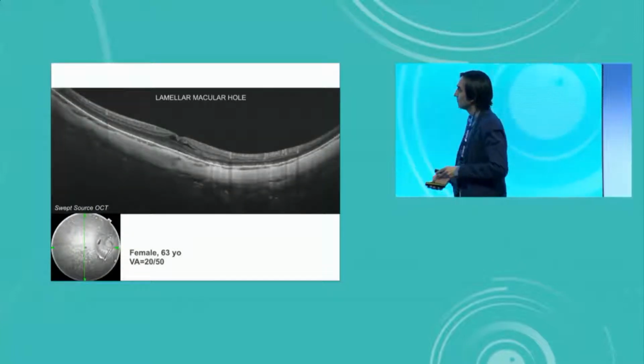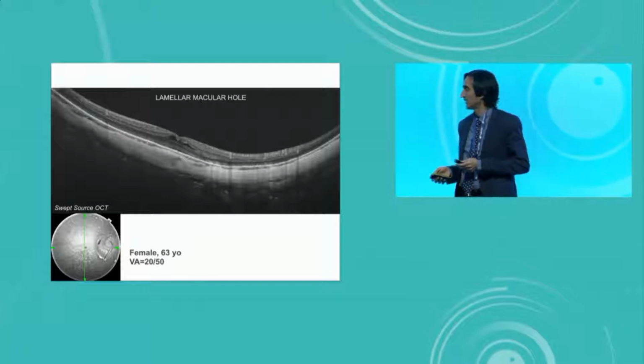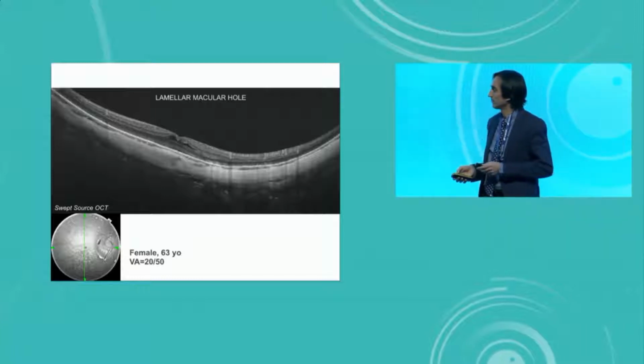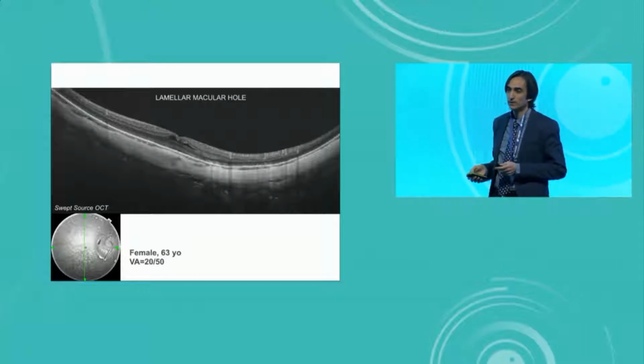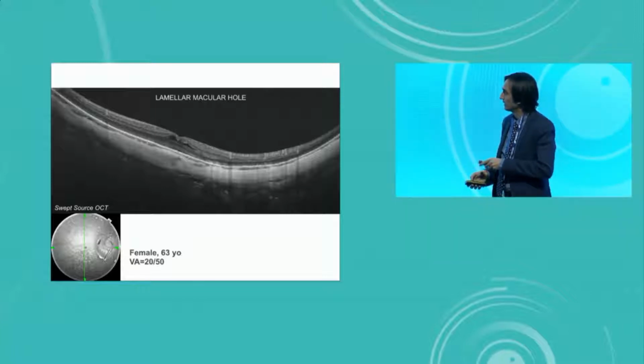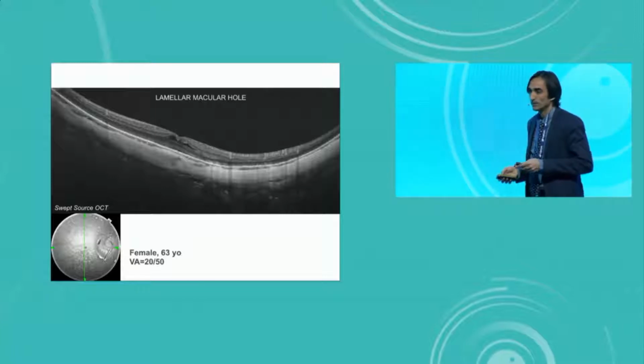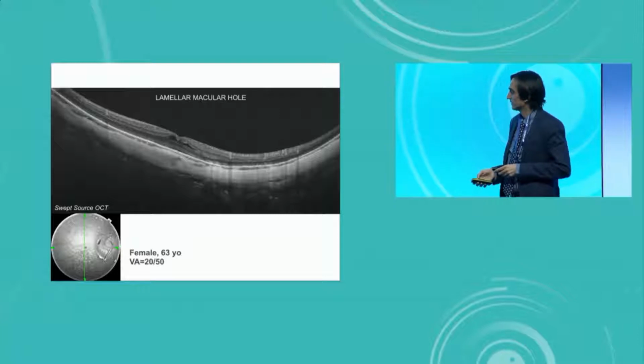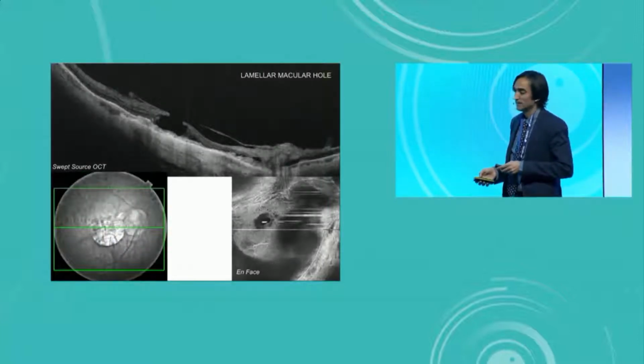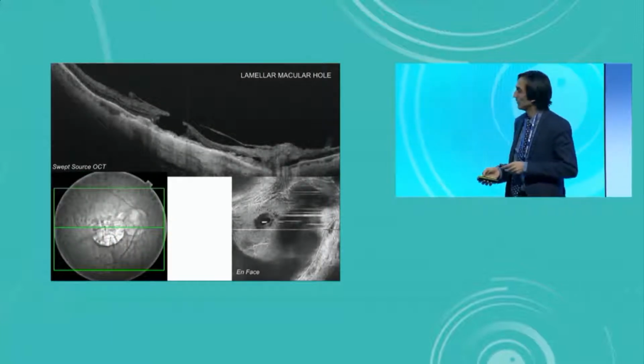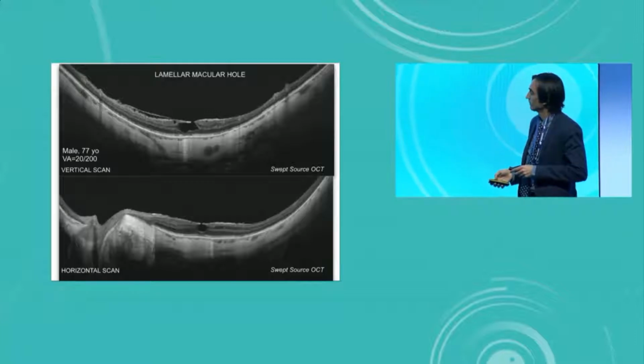What happens with lamellar macular holes? It's very similar to foveal schisis, with a stable visual acuity, with a stable appearance on the SS-OCT. We don't need to go to the theater with these patients. Many cases can be stable over time during many years.